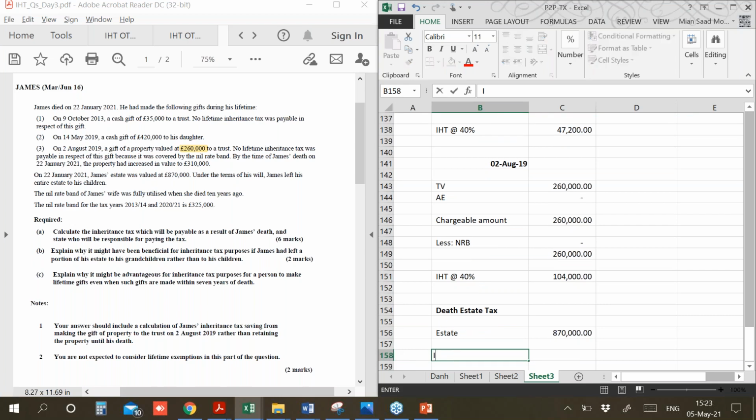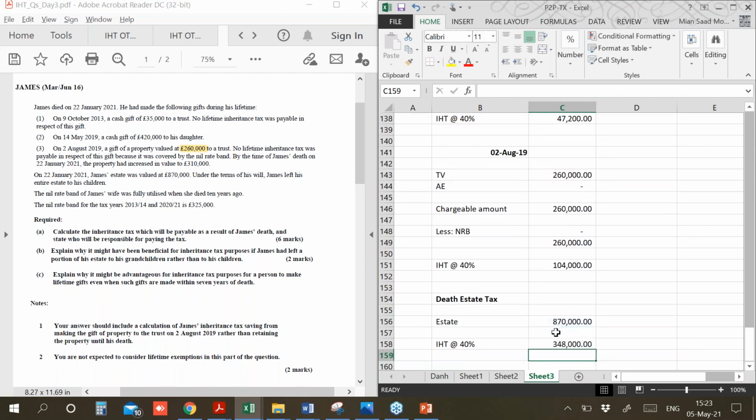So IHT will be straight away at 40% for the death estate as well. So this times 40%, 348,000 will be the IHT on death estate. I have not only calculated the tax for the particular lifetime transfers, I have also calculated the death estate tax. Now there is so much confusion about nil rate band because it is quite a tricky part.